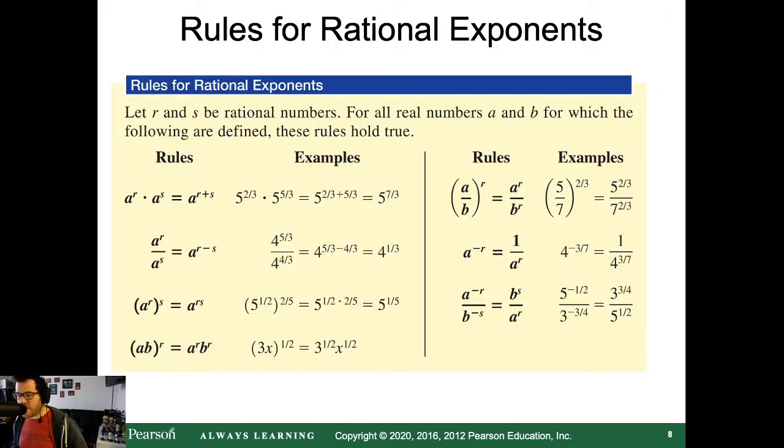Okay, so this is the big boom. Everything to know about radicals, exponents, how they go together, all this fun stuff. If you were to take a screenshot, this would be my screenshot that I take.